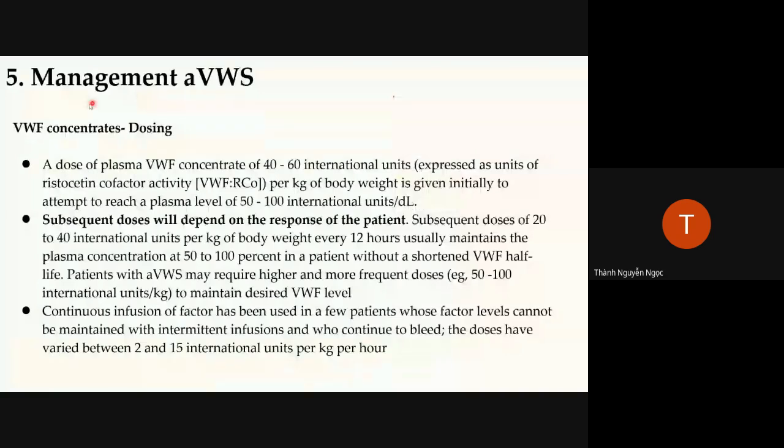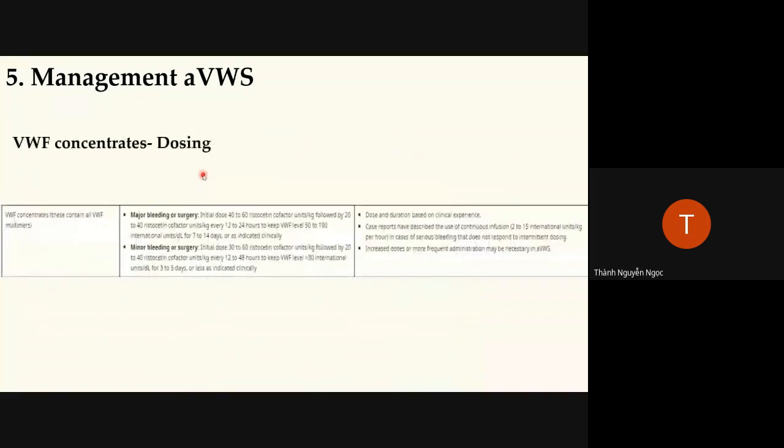Next. Von Willebrand concentrates dosing. Here's the statistics table to make it easier for us to see. For bleeding or surgery, the trial dose is 14 to 16 ristocetin cofactor units per kilogram, followed by 20 to 14 ristocetin cofactor units per kilogram every 12 or 24 hours to keep the von Willebrand factor level at 15 to 100 international units per dL for 7 to 14 days or as indicated clinically.